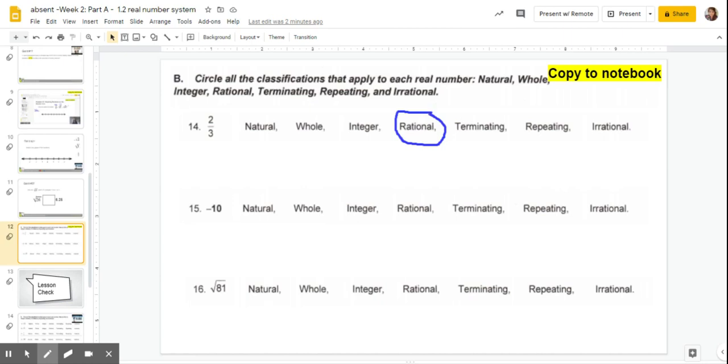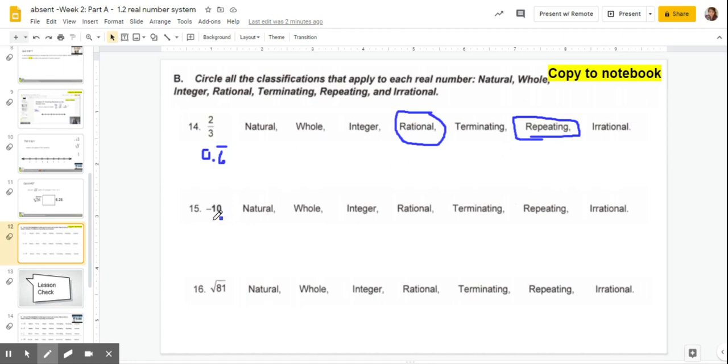All right? And if I wanted to convert 2/3 to a decimal, that would be 0.6 repeating, so I would know it's also repeating. Okay? Since it's rational, it cannot be irrational. So that's all I can circle, and that's it.